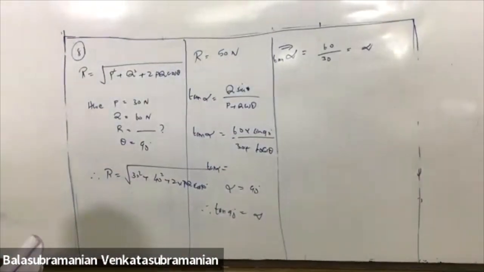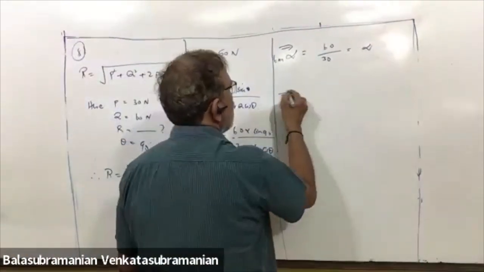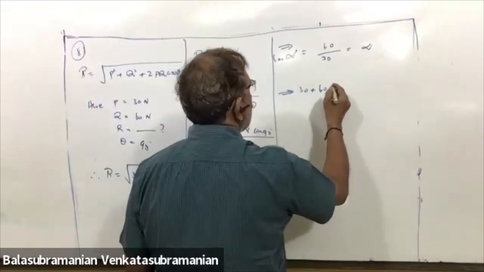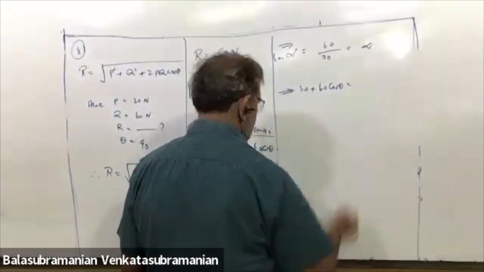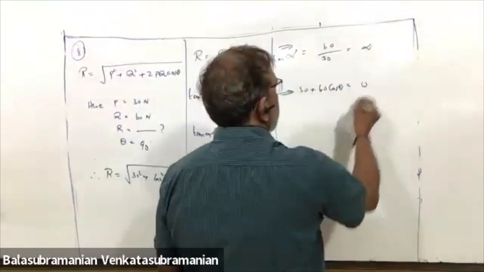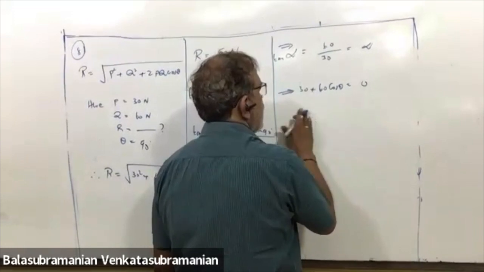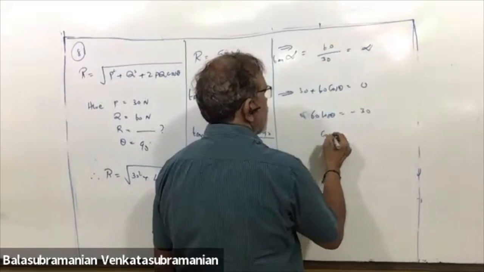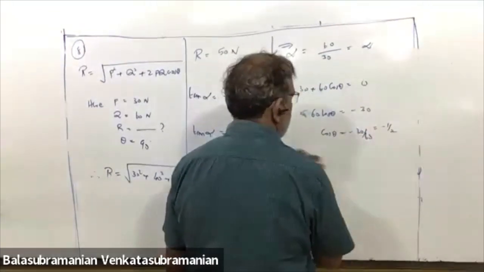So rearrange: 30 plus 60 cos theta is equal to 0, 1 by infinity. That 1 by infinity will become 0. 60 cos theta is equal to minus 30. Cos theta is equal to minus 30 by 60, minus half.